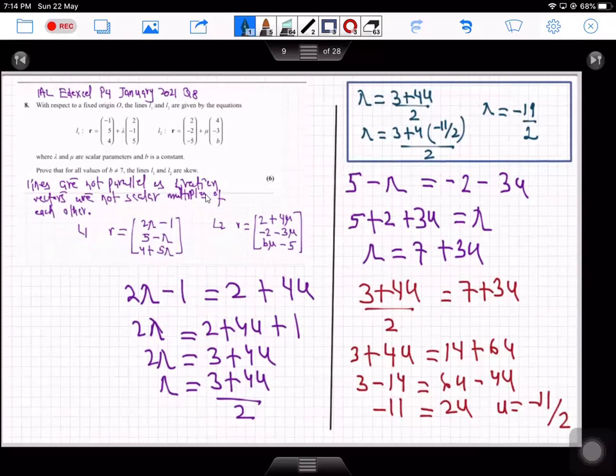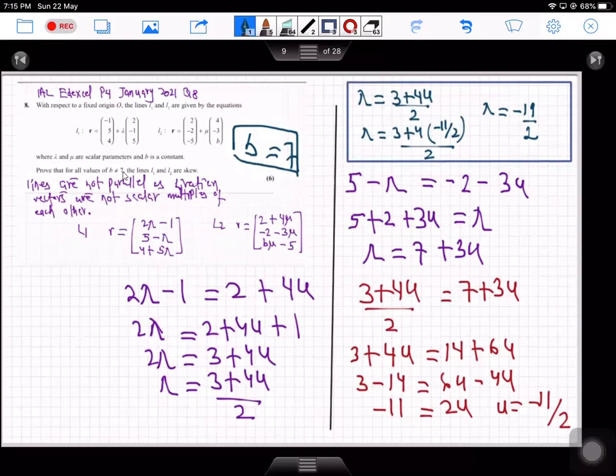And in this case, as I told you earlier, the requirement of the question is to prove that for all values of b which are not equal to 7, the lines L1 and L2 are skew. This means that if you take the value b equal to 7, and prove that the lines are intersecting, this would definitely imply that for the values of b which are not equal to 7, the lines are not intersecting.